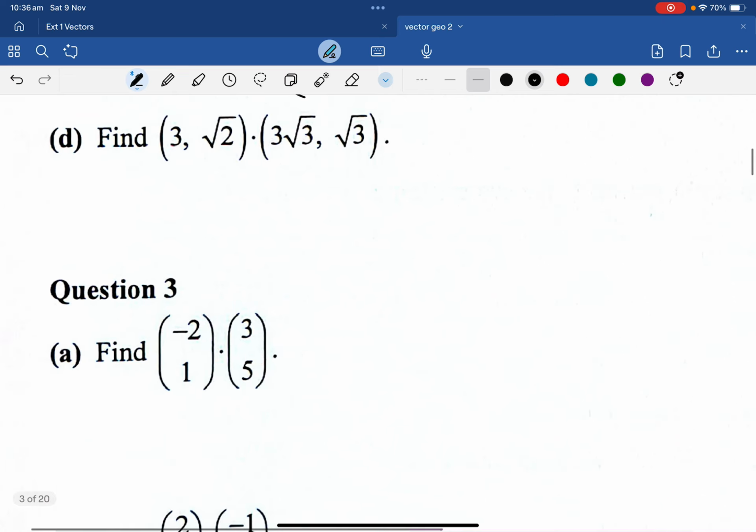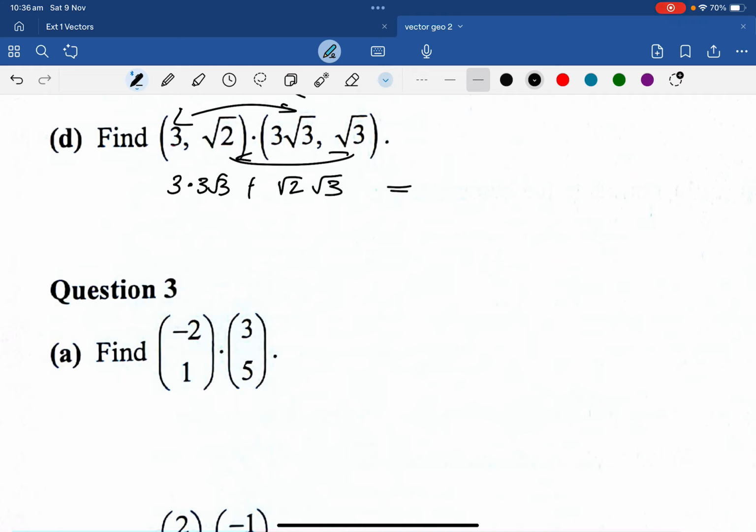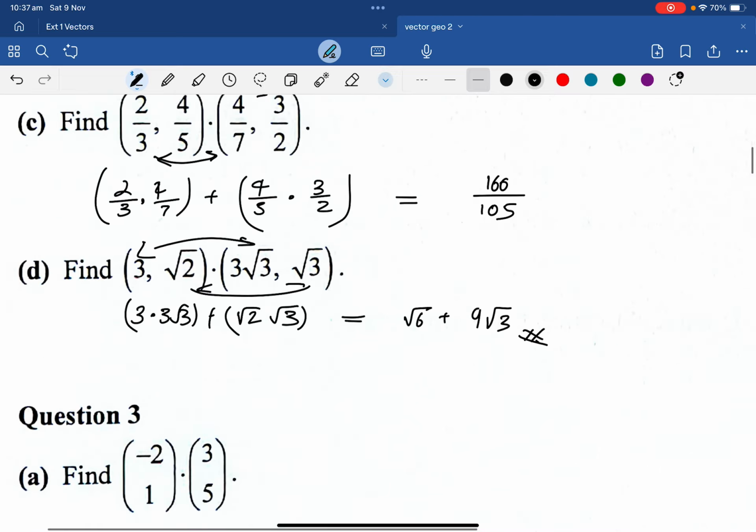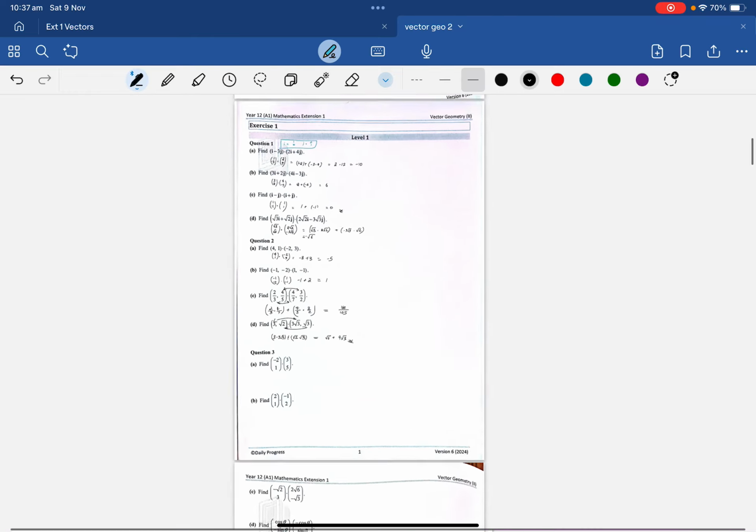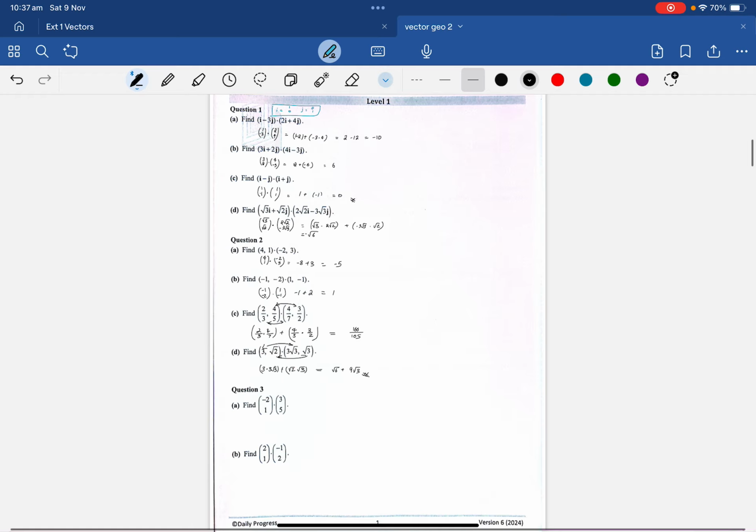Easy. Now the next one is find this. Same thing. Multiply it with the x components and then the y components. That's dot product. So plus root 2 root 3 and multiply that. Add it. You should get root 6 plus 9 root 3. Okay. I'm only skipping these calculator works because this is calculator work. But then I just want to run through the main concepts with you guys.